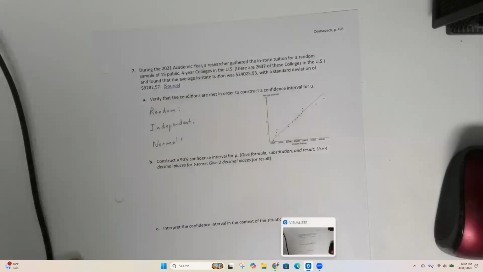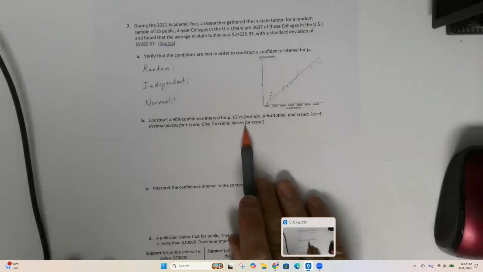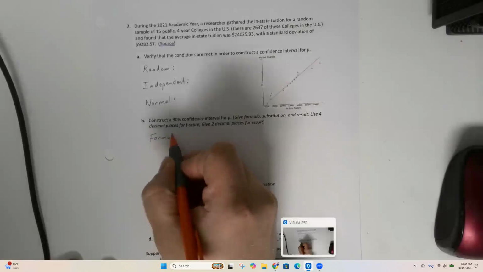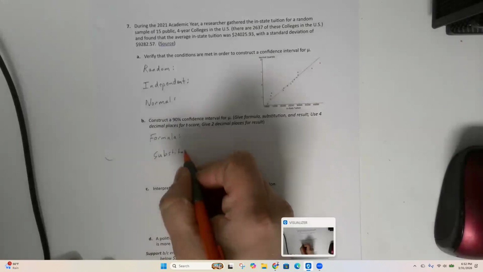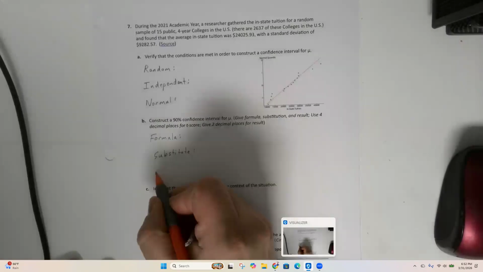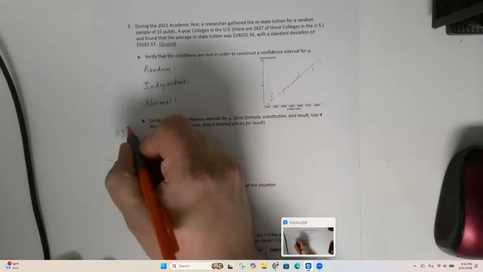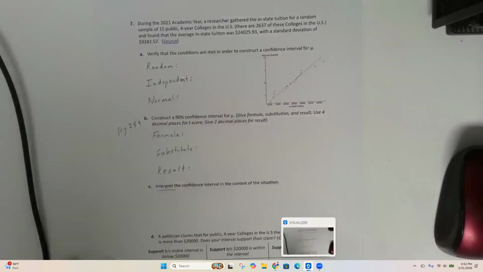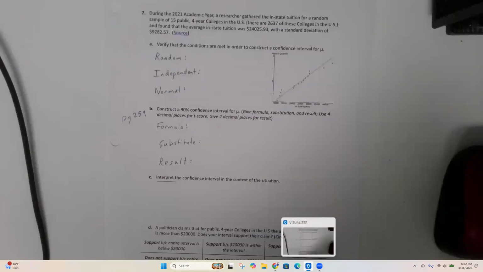All right. Construct a 90% confidence interval for your mean. So we need the formula. Do some substitution and get a result. And this formula is the one on page 259. And then interpret the confidence interval with a sentence. Okay. Last page is page 499.